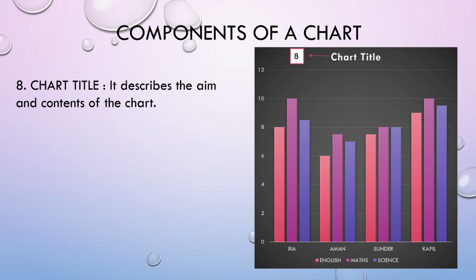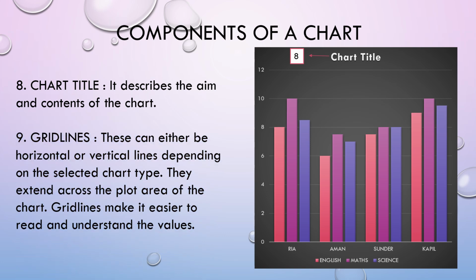Okay. The last is the grid lines, the gray color lines which you can see on the chart. These can be either horizontal or vertical. It depends upon the type of the chart which you have selected. Chart type we are going to study just after this in another video. Okay, so they extend across the plot area of the chart. We have already done the plot area. So in the plot area only these lines run across.